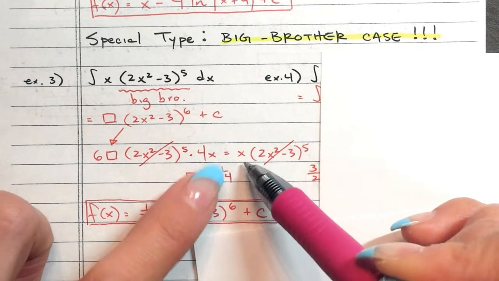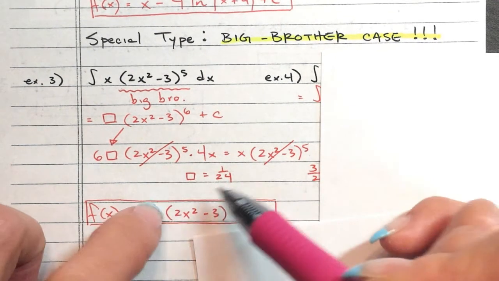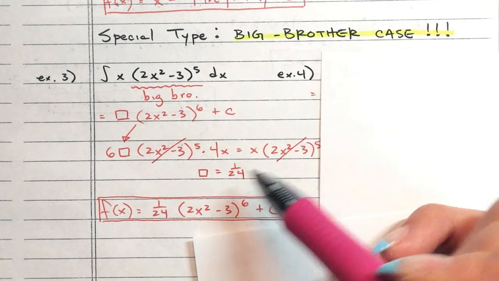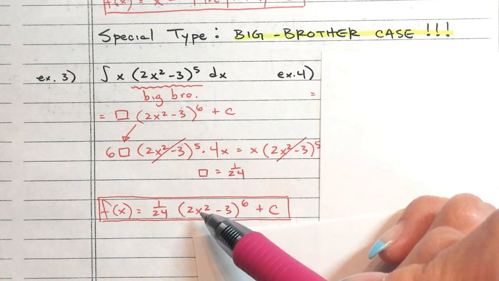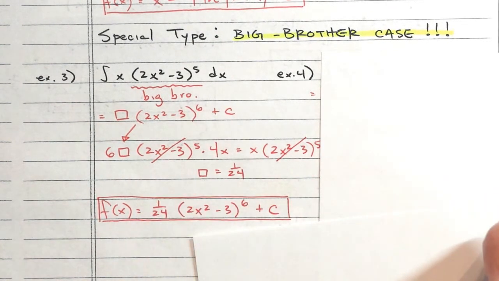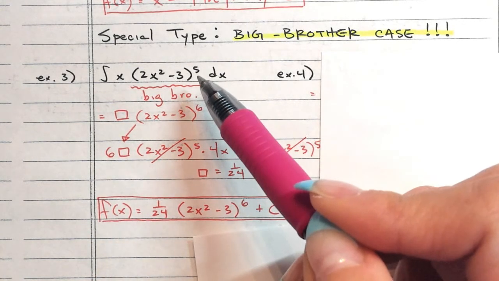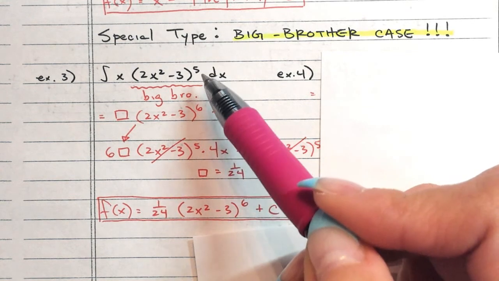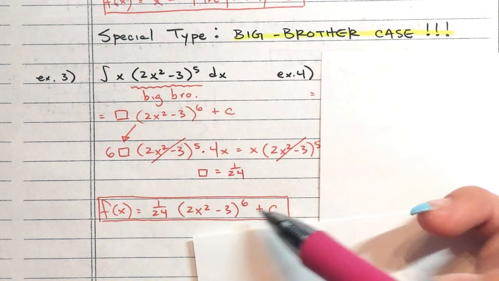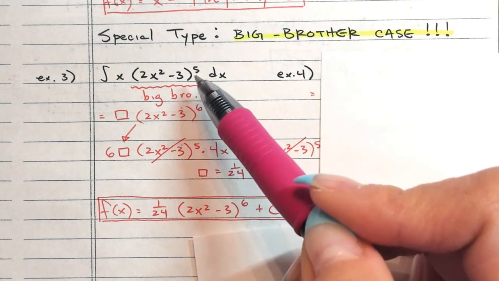The x gets divided away, and then you have box equals 1 over 24, and then now this is the same as this, but now I filled in my 1 over 24. If you take the derivative of this, you will get that. Okay, if you take the derivative of this, you will get exactly that.